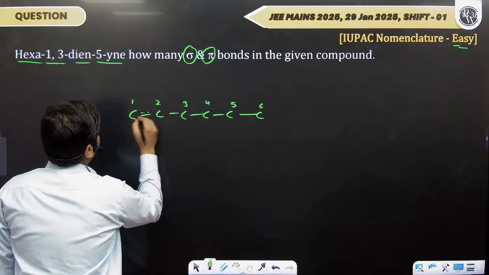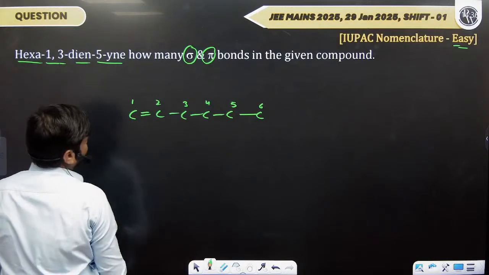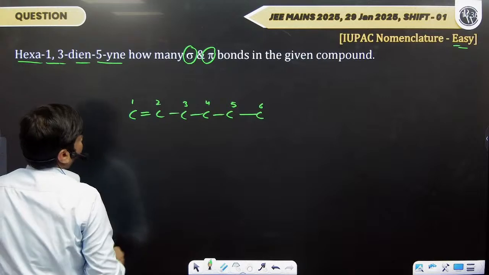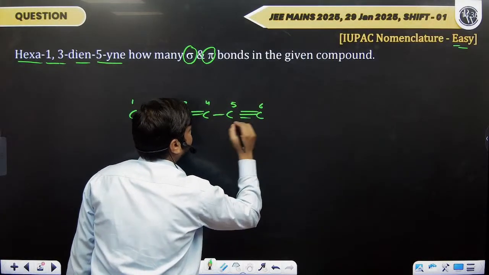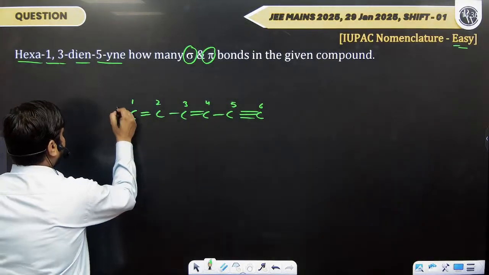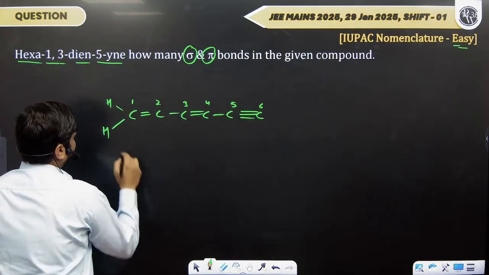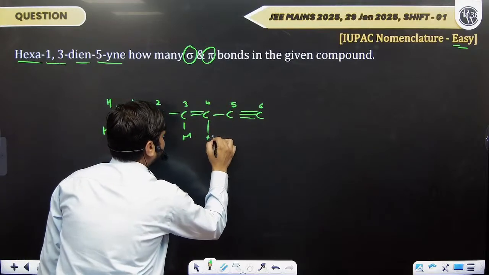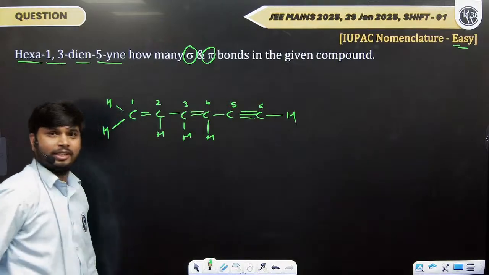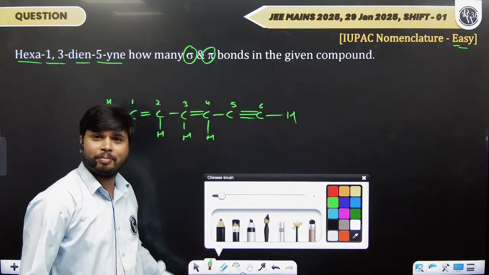On position 1 there is an alkene, on the 3 position we have the double bond, and on the 5 position we have the triple bond. Now let's draw the other hydrogens as well. So the hydrogens are like this. Now we can easily count how many sigma and pi bonds.